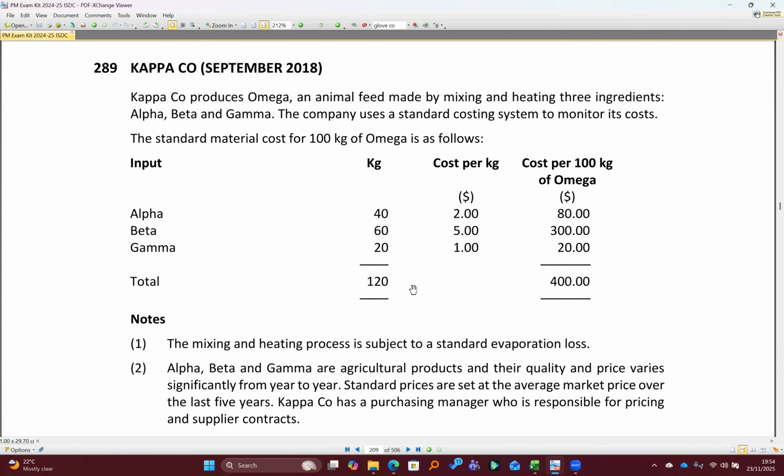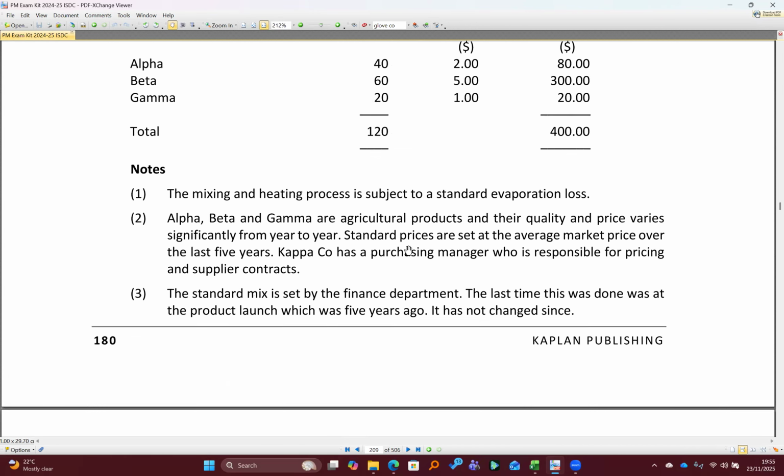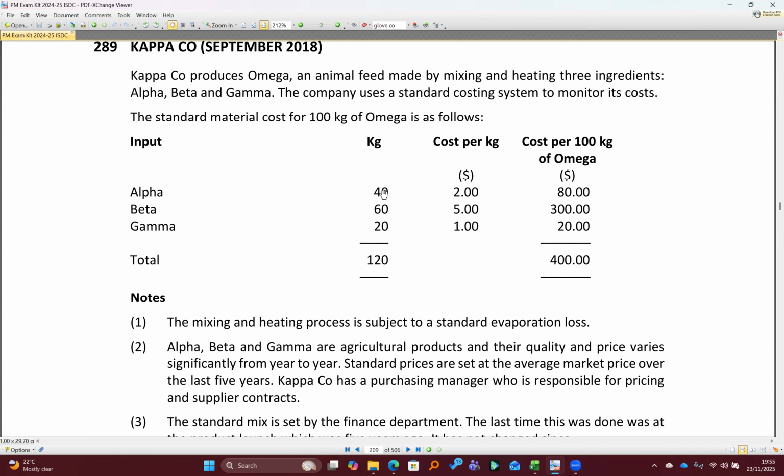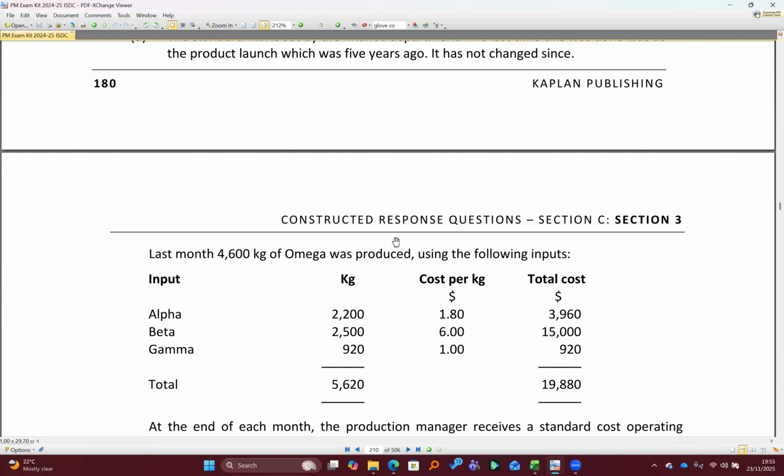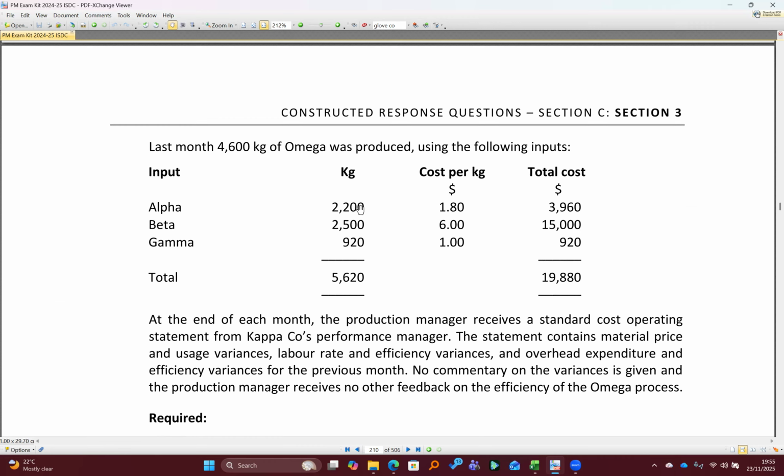So for alpha, this is how many kilograms, right? That is per unit. So here they are giving us 40 kilograms, 60 and 20. That is what should be used. And then they are telling us what was actually used: 2,200, 2,500, and 920.